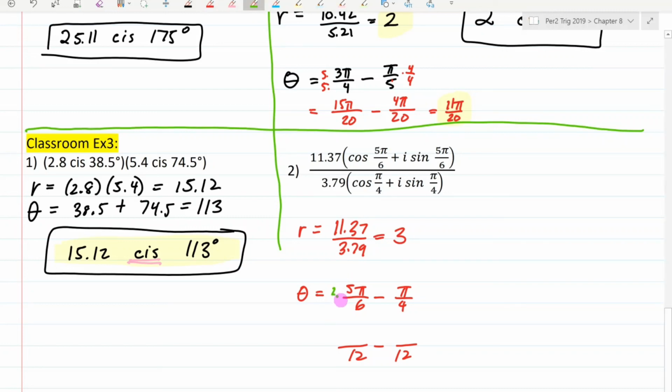So here I'm going to multiply top and bottom by 2. That gives me 10 pi. Here I'm going to multiply top and bottom by 3. That's going to give me 3 pi. So that's 7 pi over 12. If you made the denominators 24, you would have 14 over 24, which we just have to reduce. Final answer, 3 cis 7 pi over 12.